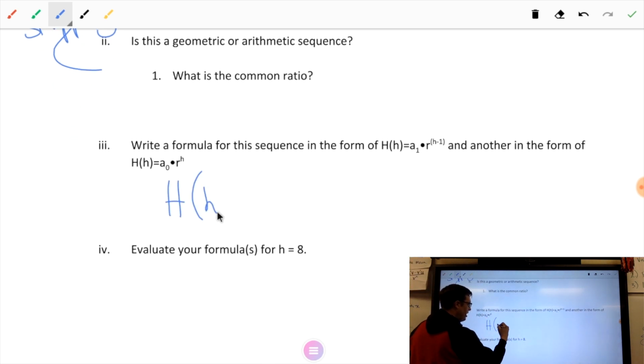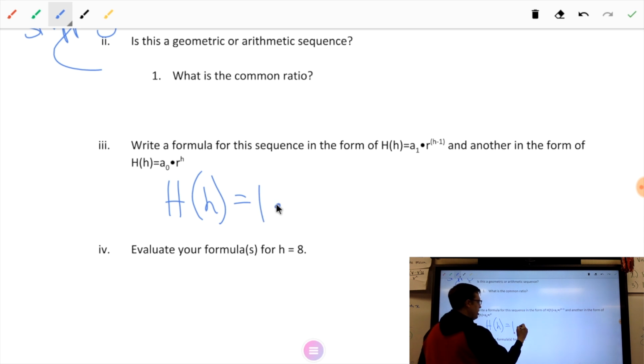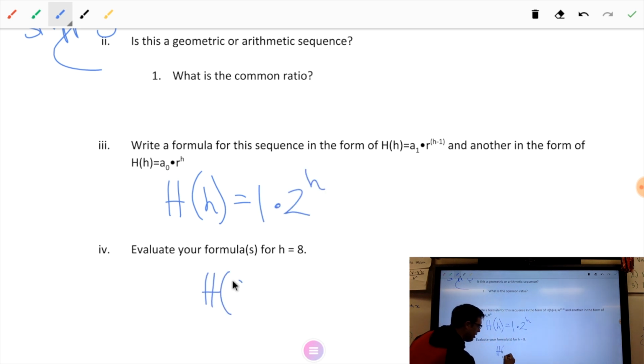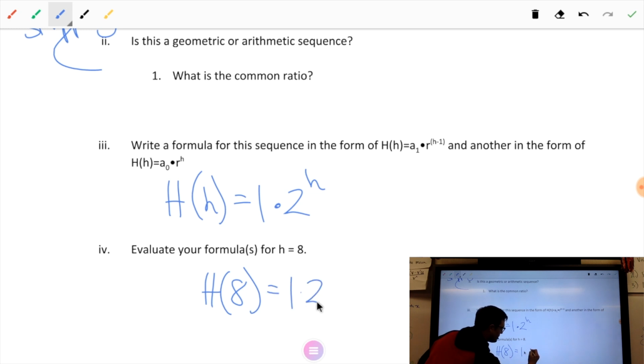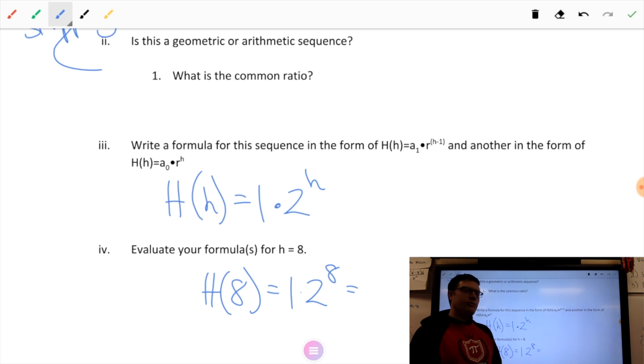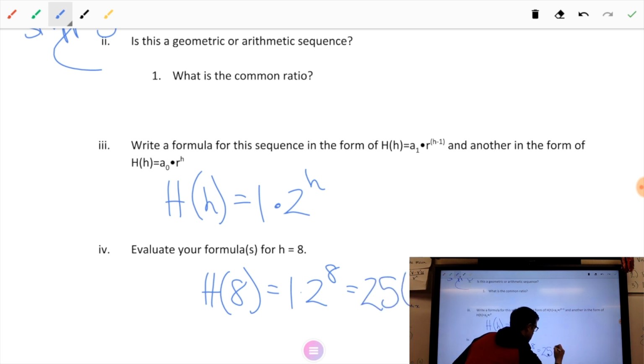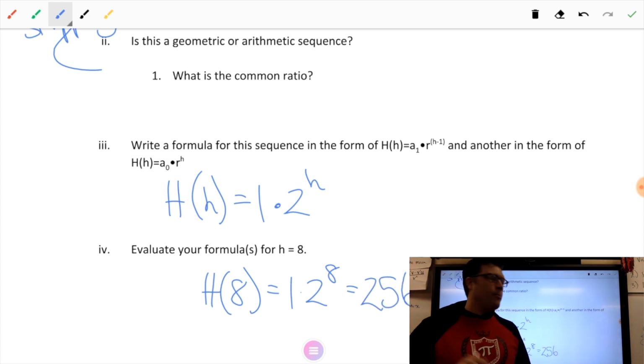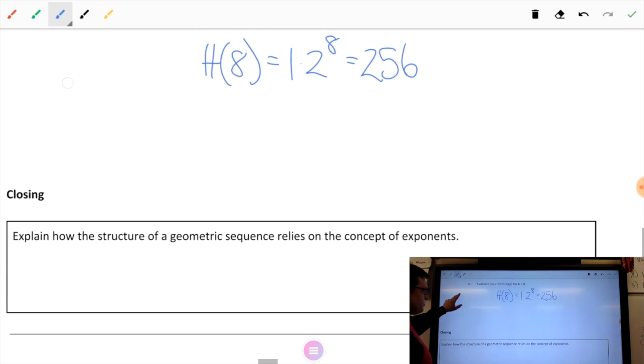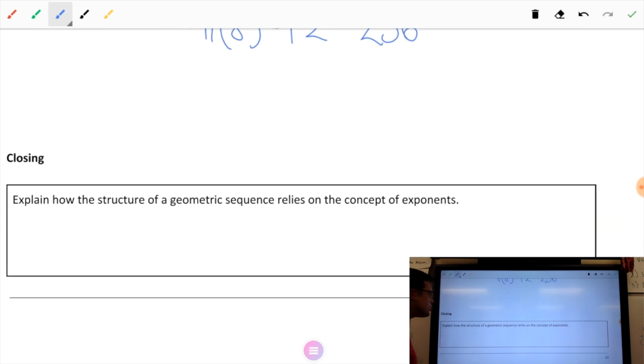H of h equals 1 times 2 to the power of h. So h of 8 equals 1 times 2 to the power of 8. I know this one. This is 256. Come on, you should know your powers of 2. And there you go. Explain how the structure of a geometric sequence relies on the concept of exponents.